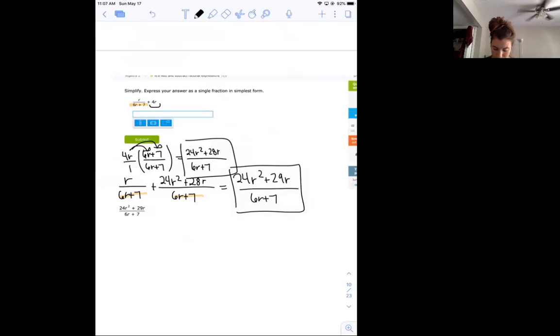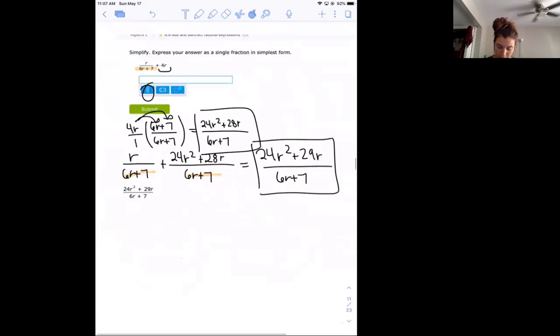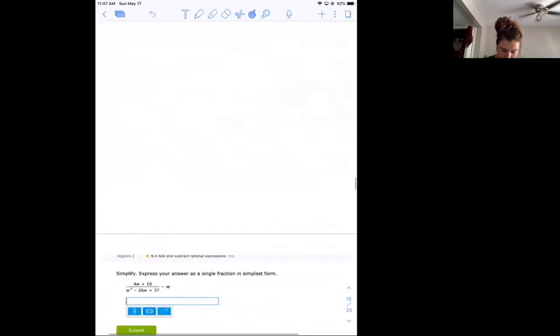So I just leave it like that, and you're going to use the little fraction formula to enter that. And that's it. Okay, a couple more.